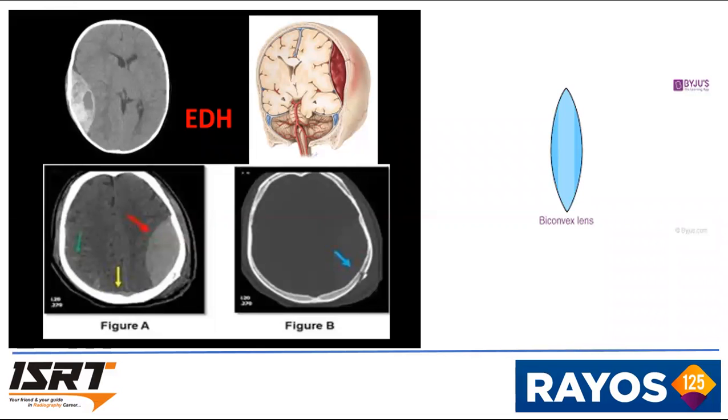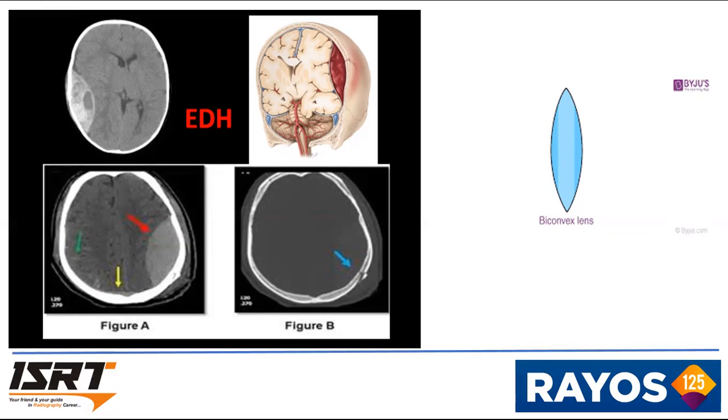slice. It is mostly associated with a fracture, so an underlying fracture may be seen along with EDH. The bleeding source, in more than 80% of cases, is rupture of the middle meningeal artery due to trauma or a fall. The type of bleed is arterial in 90% of cases.